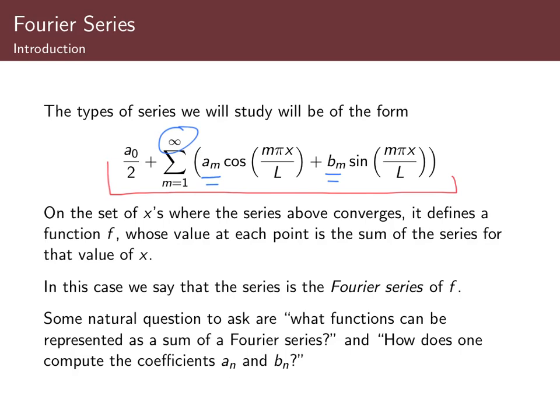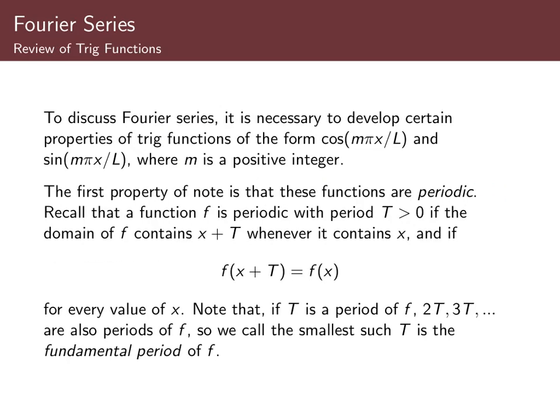In this case, we say that the series that converges to that function is called the Fourier series of the function f. Some natural questions to ask are, what functions can be represented as the sum of Fourier series? This is very similar to the Taylor series question. And how does one compute the coefficients a_n and b_n? To discuss Fourier series, it's necessary to develop the properties of trig functions of the form cosine of m pi x over L and sine of m pi x over L, where m is a positive integer.